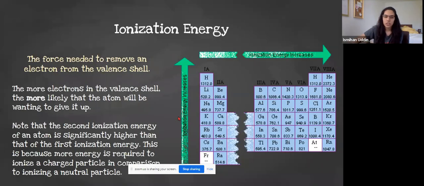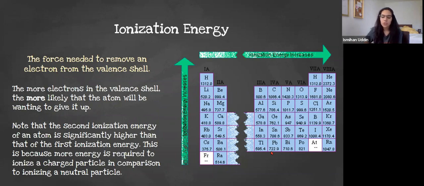Next is ionization energy, and that's the force that is needed to remove an electron from the valence shell. So the more electrons that you have in the valence shell, the more likely the atom will be wanting to give it up. So that is the topic of electron shielding. Electron shielding is when you have a large number of electrons, and let's say a normal nucleus with 1 electron versus the same nucleus with 10,000 electrons. The pull of the nucleus will be stronger for the one with 1 electron, because the one with 10,000 electrons will have less nuclear pull since it's being shielded by all the other electrons.